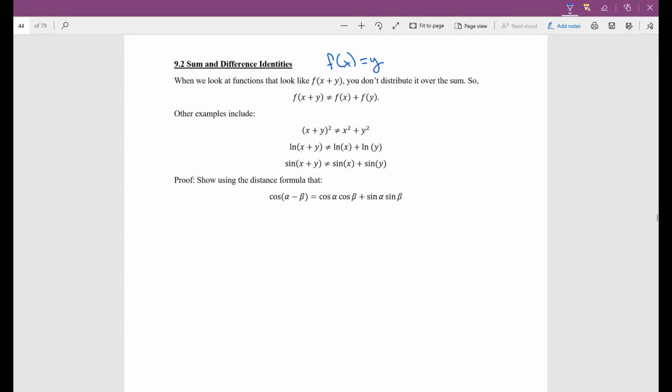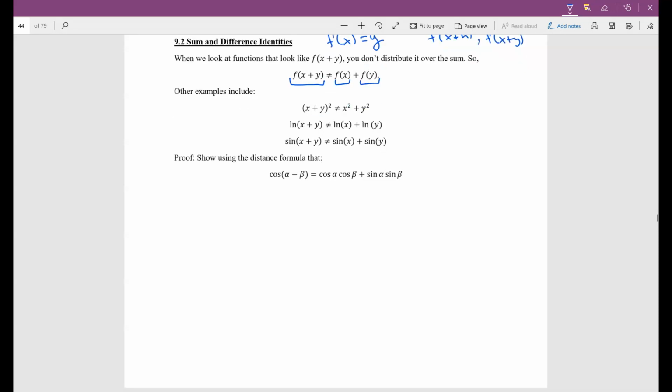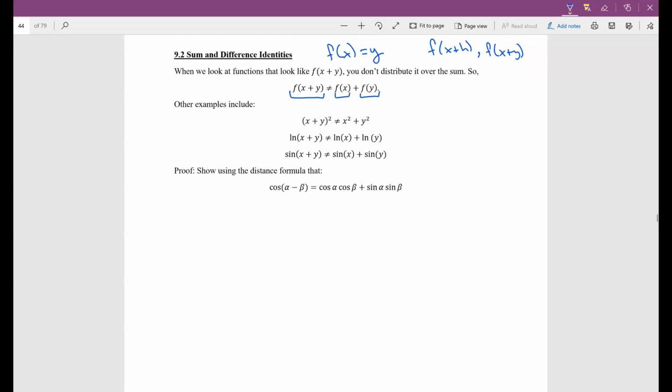But let's say you wanted to have f of x plus h, or f of x plus y, or whatever, you know. So one thing to know is that if you want to find f of x comma y, this is not equal to the function of x plus a function of y. It's not equal to that, okay? So here are some examples.